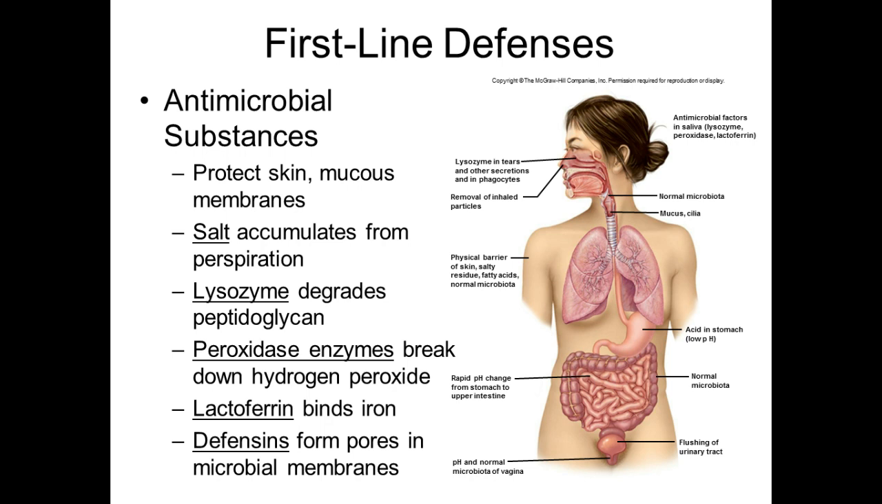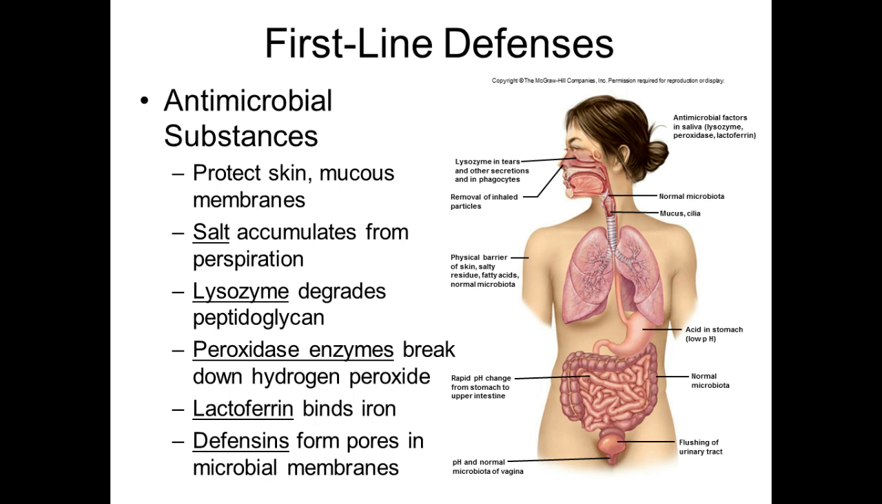Lysozyme is an enzyme found in a lot of the mucus that we produce. It degrades peptidoglycan. Remember, who has peptidoglycan? Gram-positive bacteria. So do gram-negative, but gram-positive are most susceptible to this because their outermost covering is made out of peptidoglycan. So this is an enzyme that literally goes in and breaks the sugars apart. It can literally digest away their cell wall layer.